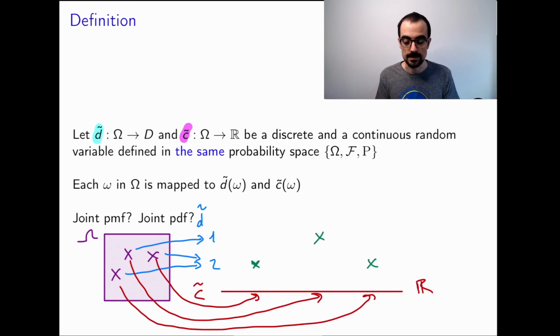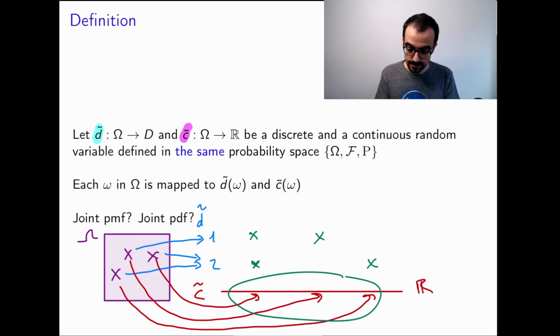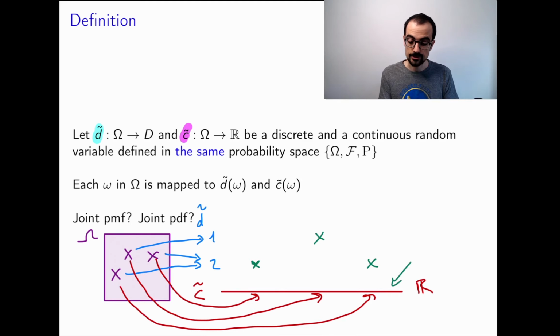Can we define a joint PMF? We could define a joint PMF if this variable here had a discrete set of values, because then we could say, what's the probability of this discrete set of possibilities, right? But that's not the case, because the continuous random variable can take continuous values. So we cannot compute a joint PMF. We're going to have exactly the same problem as when we considered using probabilities to describe continuous random variables. The probabilities are going to be equal to 0 because there are uncountably infinite possibilities. So we're not going to be able to define a joint PMF.